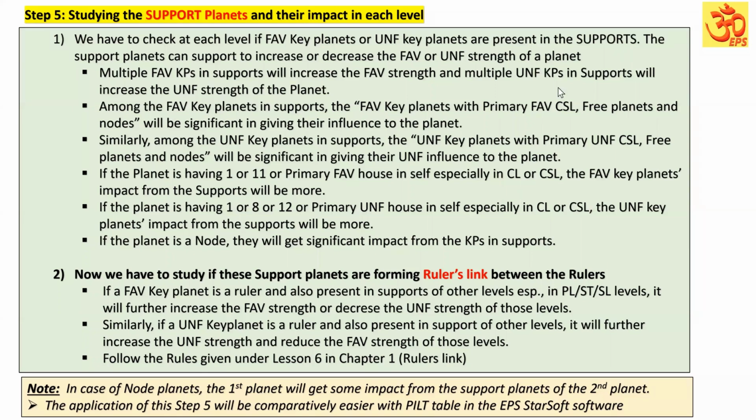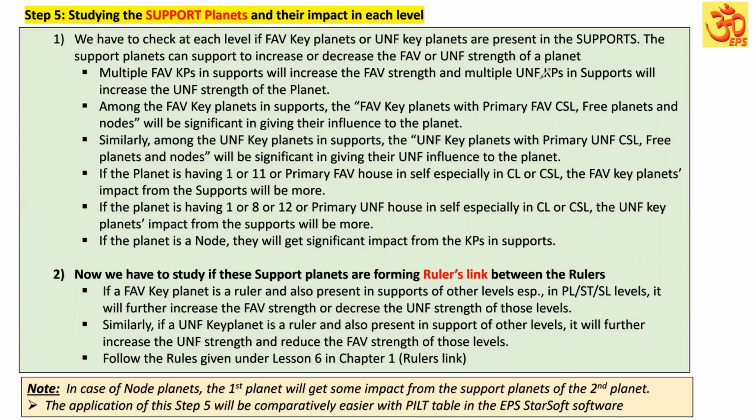Step number 5. We have to check at each level if favorable key planets or unfavorable key planets are in their support. The support planets, as you are aware, what are the support planets? Rasi Lord, conjoined planet, aspected by planets, and aspecting to nodes or indirectly connected planets. The support planets can increase or decrease the favorable or unfavorable strength of a planet.